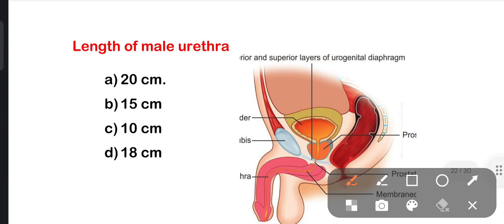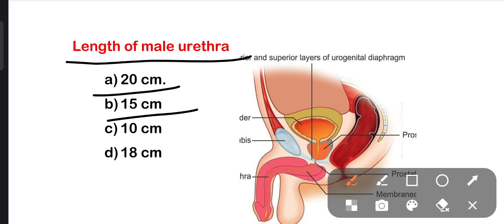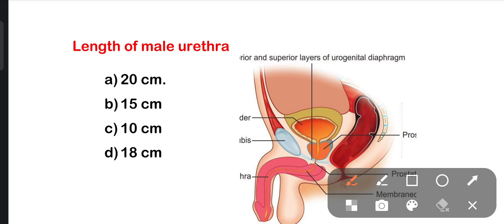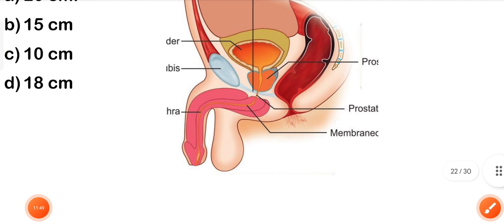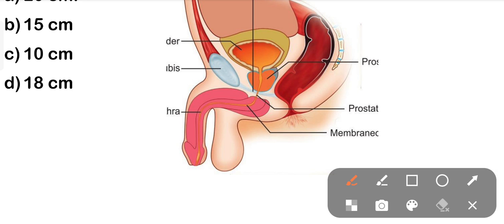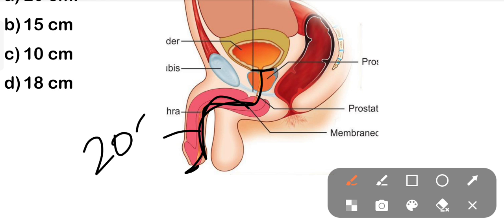The next one is the length of male urethra. So we have seen the female urethra. So what is the length of male urethra? Options are 20 centimeters, 15 centimeters, 10 centimeters, and 18 centimeters. So the right answer is 20 centimeters. So here you can see the picture. The urethra starts from the bladder to the urethral orifice. Okay, it comes through the penis. So the distance of this urethra is 20 centimeters.